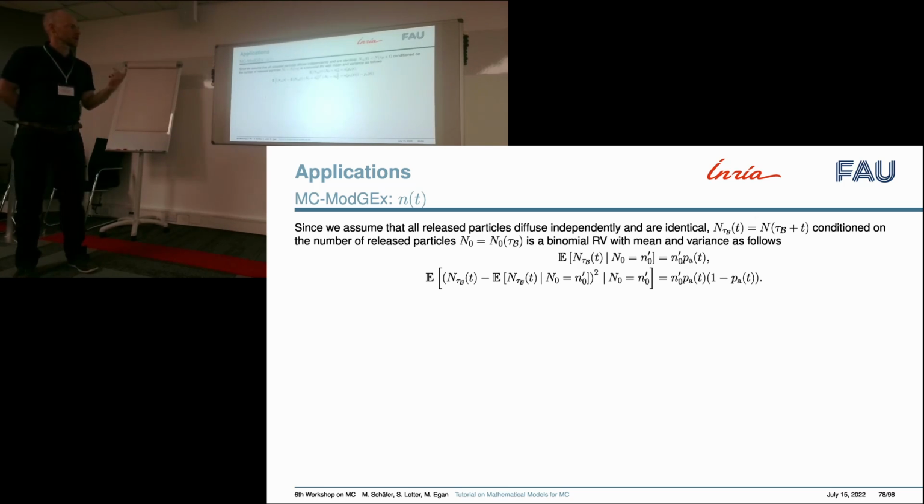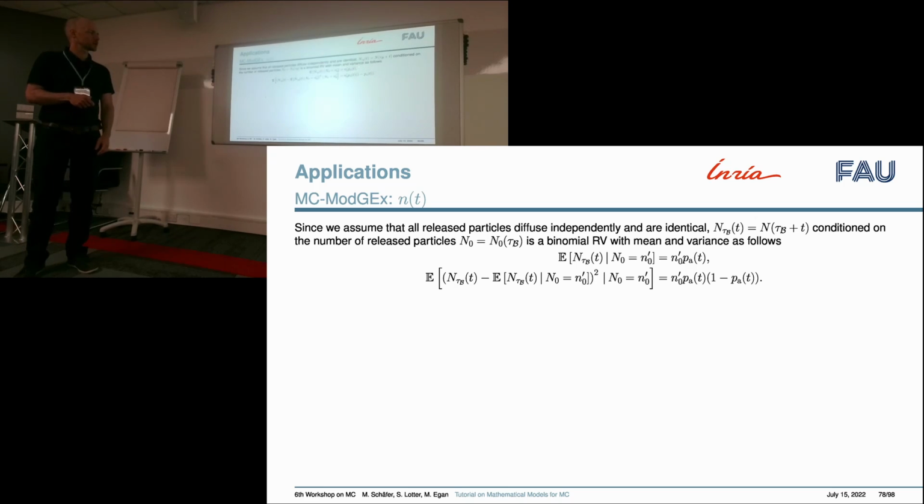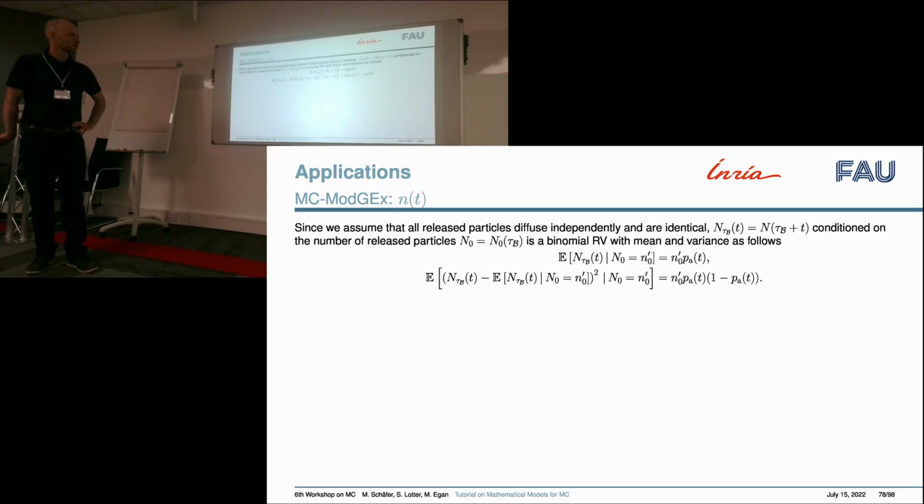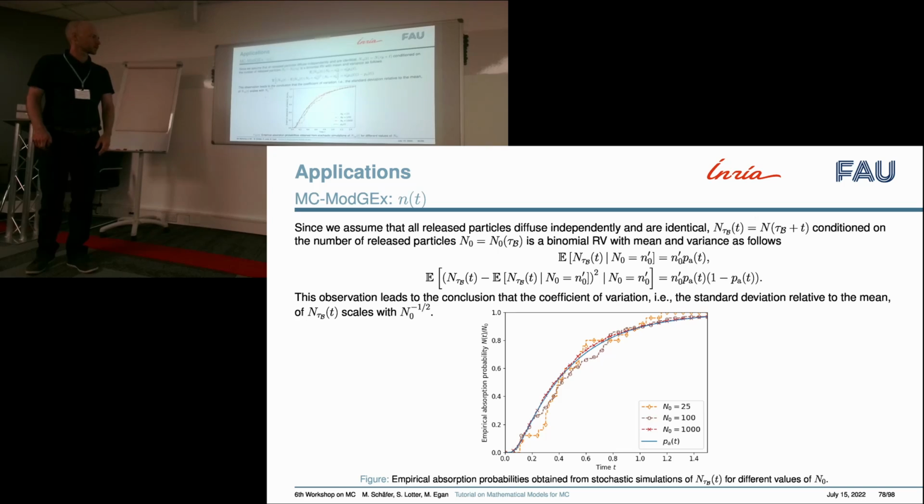So in the end, for the number of particles absorbed by some time t, we get a binomial distribution which has expected value equal to the number of released molecules times the absorption probability, and variance equal to this term here, basically. Okay, so now we basically have a simple statistical model for our received signal, so to say, under the assumption that we know how many molecules have been released.